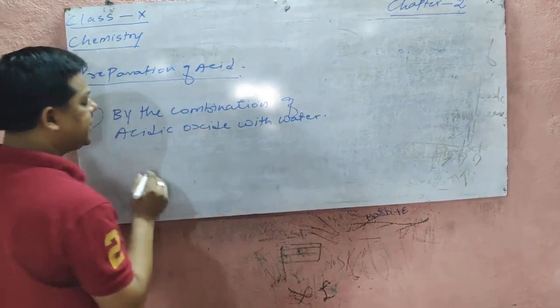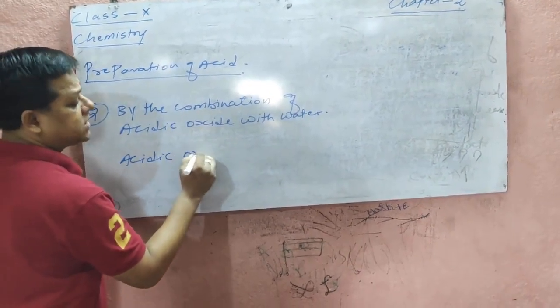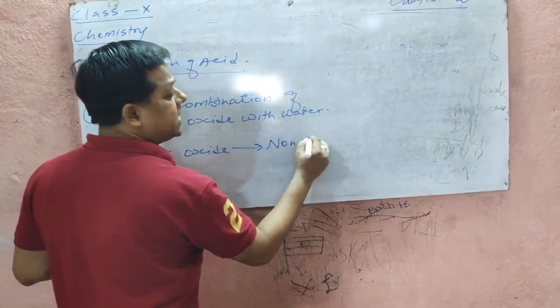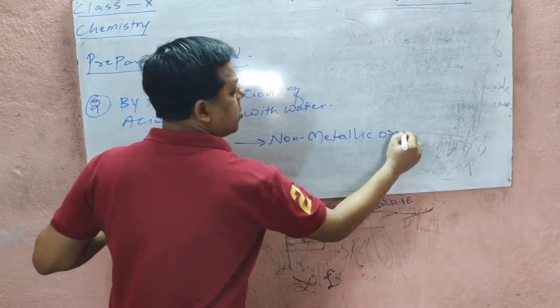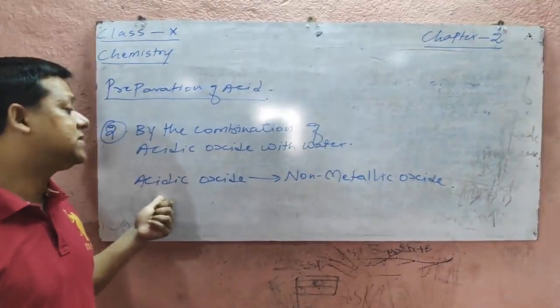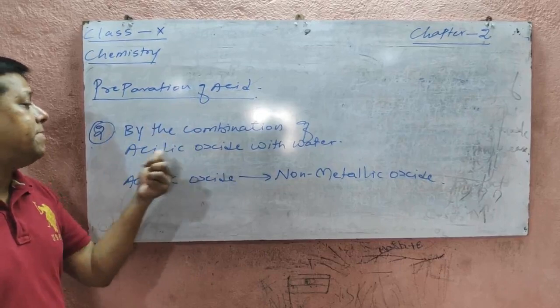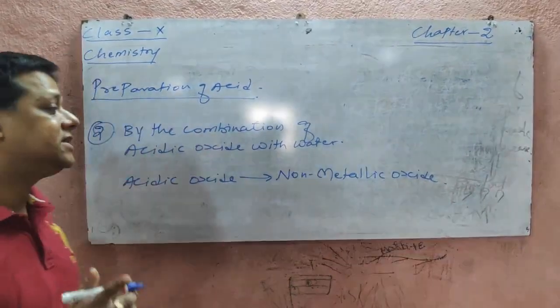What do you mean by acidic oxide? Acidic oxide is non-metallic oxide. Non-metallic oxide is called acidic oxide. Similarly, if we say basic oxide, then basic oxide means metallic oxide. So when we combine acidic oxide, that means non-metallic oxide, with water, then acids are formed.